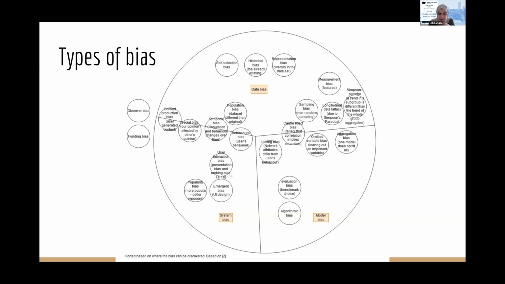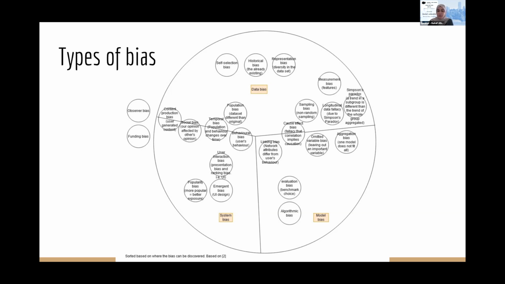And then we have the user interface related bias, related to the design of the interface. For example, popularity bias means that more popular means better exposure. If a restaurant keeps getting 5 stars, it will always be pushed up the list. And if it is getting fewer stars, it will be kept pushed down the list.